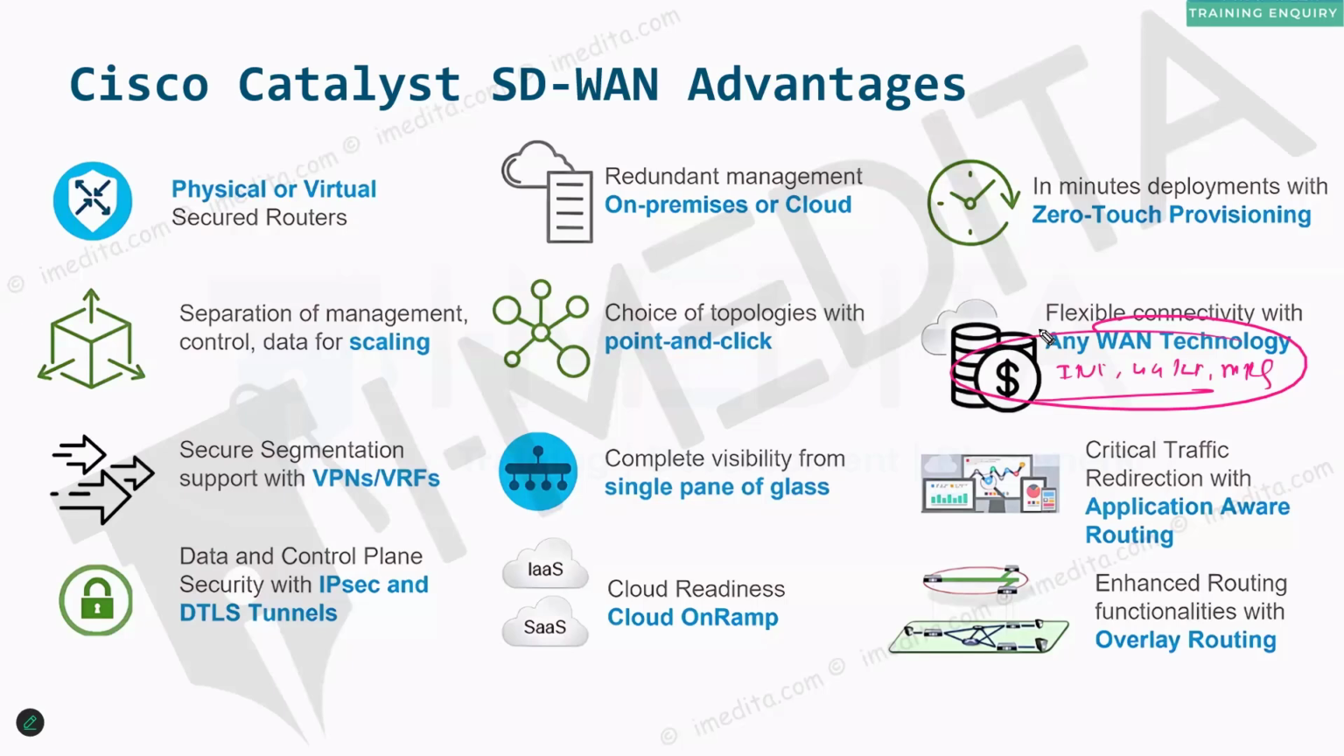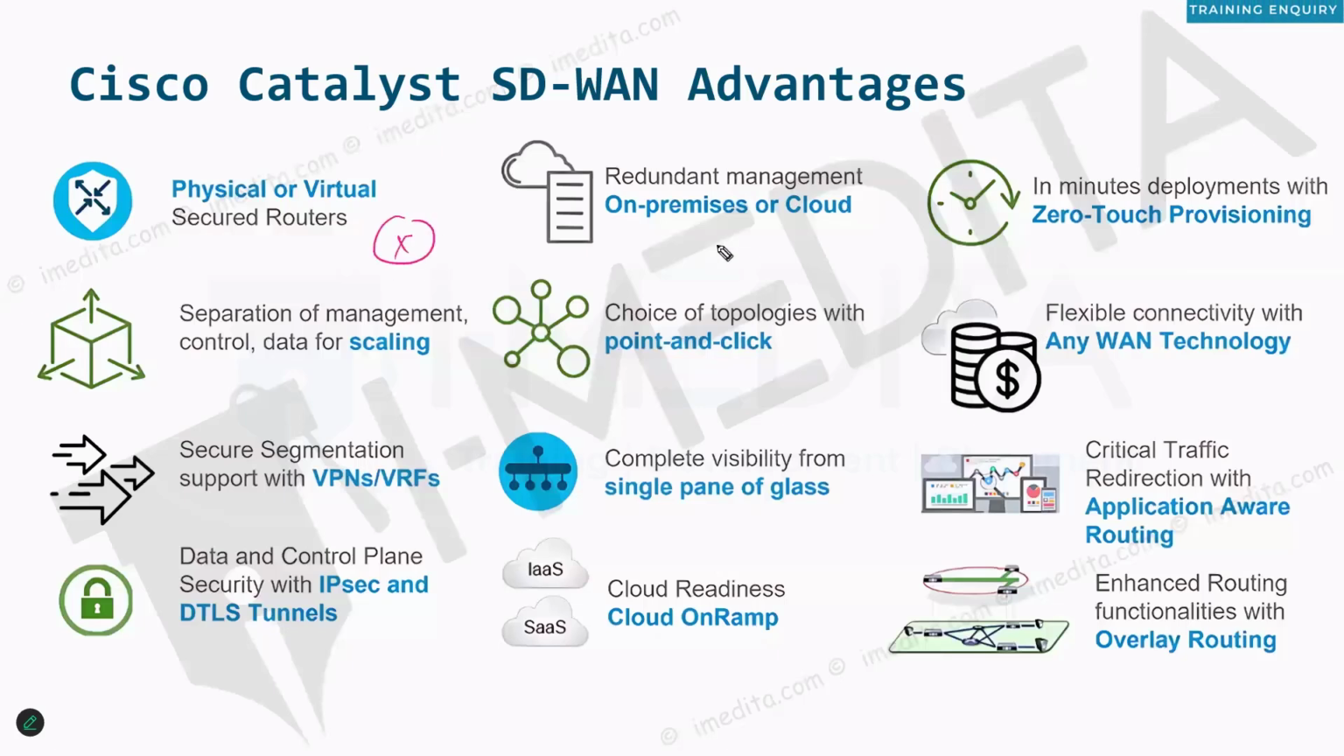The WAN edge devices will just be responsible to provide the connectivity between the two devices. The WAN technology that you will be using will be responsible just to provide the connectivity between the two devices. You don't need to go for a costly MPLS solution.